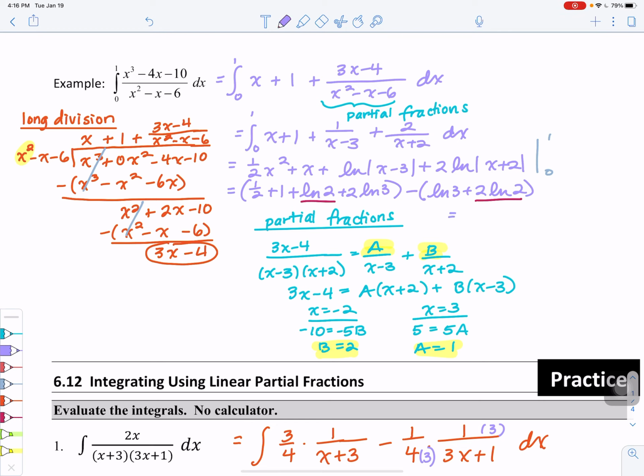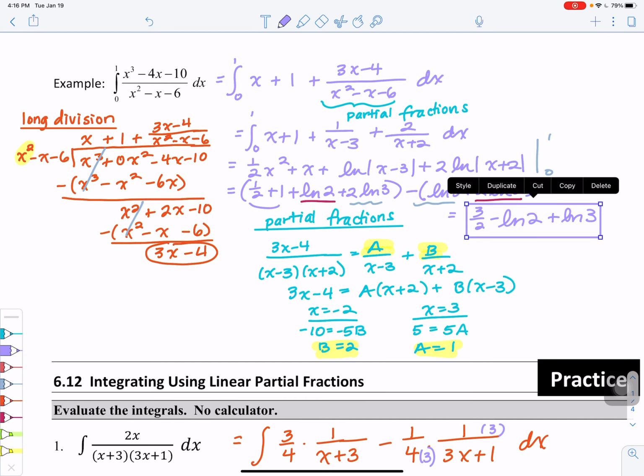Why don't I just go ahead and take care of this? 1/2 plus 1 is 3/2, and we have a negative ln of 2 there. And then here I have 2 ln of 3 minus 1 ln of 3, so now I just have 1 ln of 3. And that is our final answer. So, some strategies of where to begin and what to do when you have these integrals, and that concludes topic 6.1.